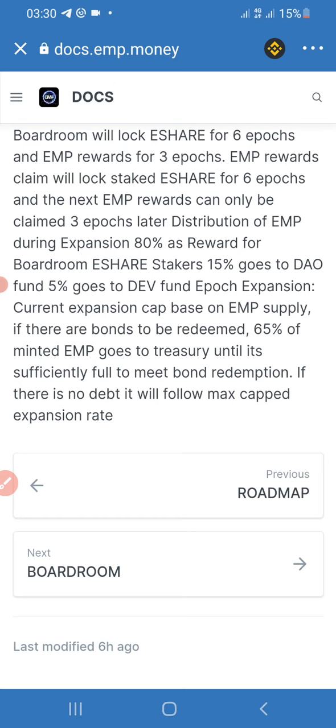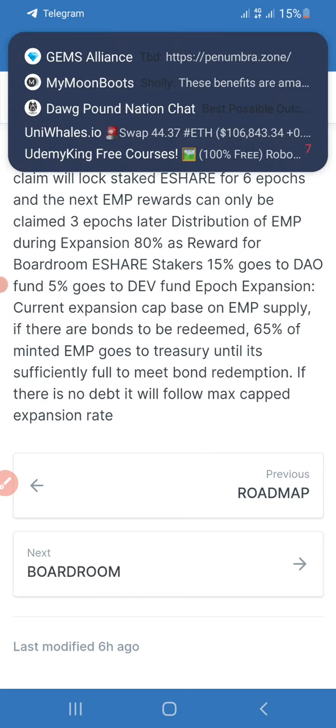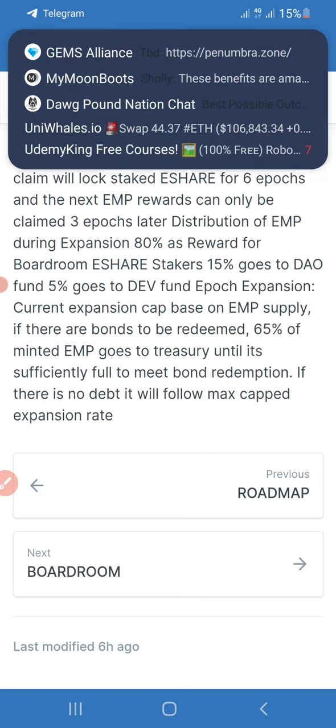So they say maybe 60% of the emitted EMP token, that's the one that is being created, that will be given to you as profit, will go to the treasury. Okay, so that is to sustain the continuous bonding redemption. So in case the peg has gone down, they will be able to use that 65% to give you your incentive.